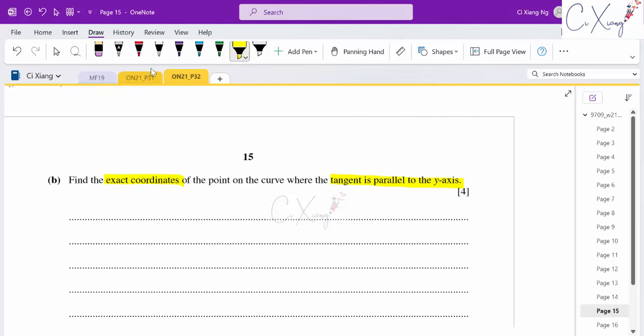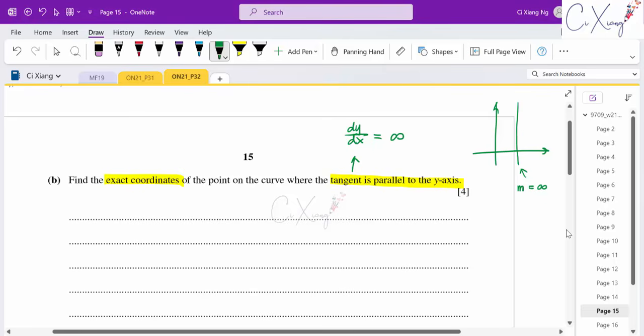So tangent parallel to the y-axis. What does it mean? Tangent means the gradient of the tangent, which is dy over dx, parallel to the y-axis. You can try to imagine a linear line parallel to the y-axis; this means the gradient should be equal to infinity, right? And how can I get the gradient dy dx equal to infinity? That means the denominator should be equal to 0.